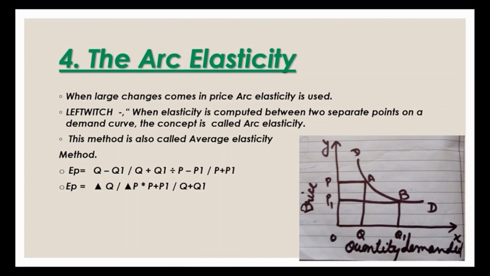With the help of this method, we can calculate degrees of price elasticity of demand with the help of a formula, and that can be represented as EP is equal to (Q minus Q1) upon (Q plus Q1) divided by (P minus P1) upon (P plus P1). We can also convert this formula in a different manner, and that is EP is equal to delta Q upon delta P multiplied by (P plus P1) upon (Q plus Q1). And here is a diagram which shows the arc elasticity of demand.